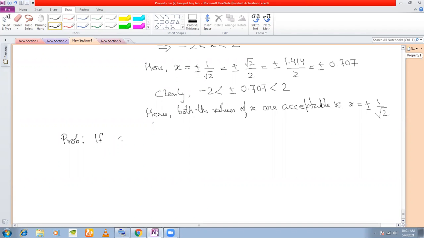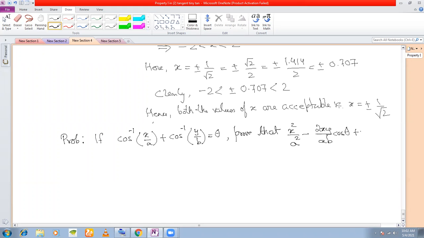Question is, if cos inverse x by a plus cos inverse y by b is equal to theta, prove that x square by a square minus 2xy by ab cos theta plus y square by b square is equal to sine square theta. Okay, this is the question.